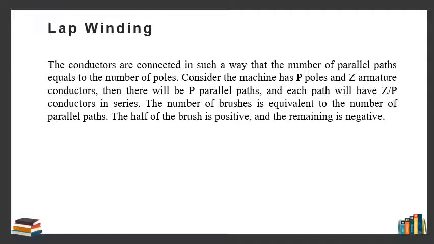The conductors are connected in such a way that the number of parallel paths is equal to the number of poles. Consider the machine has P poles and Z armature conductors. Then there will be P parallel paths, and each path will have Z by P conductors in series. The number of brushes is equivalent to the number of parallel paths. Half of the brushes are positive and the remaining are negative.